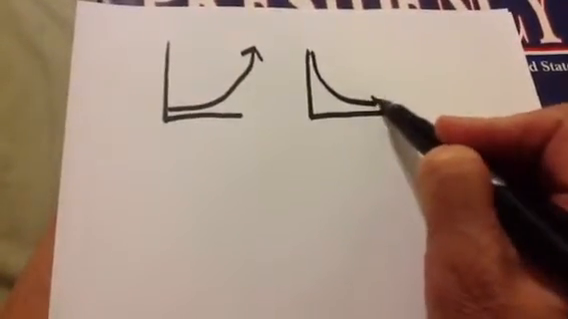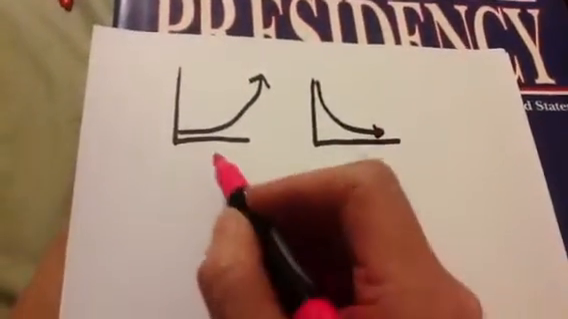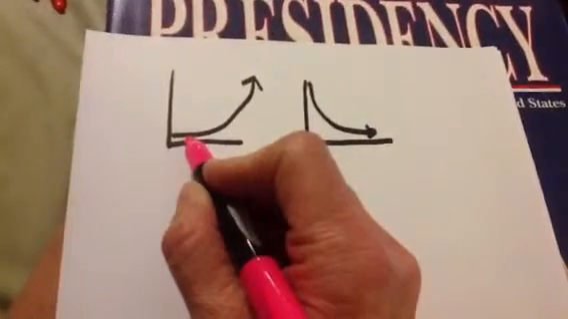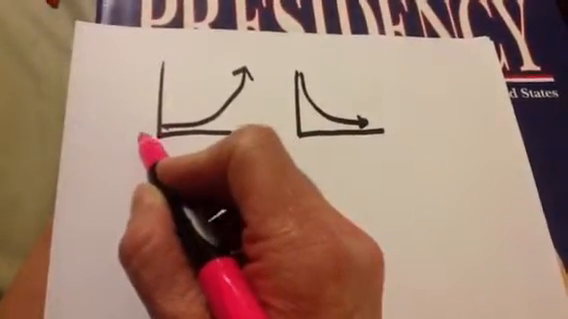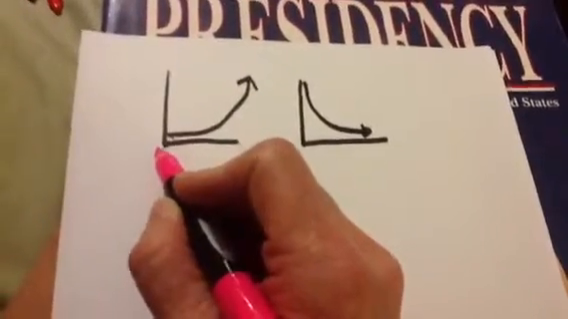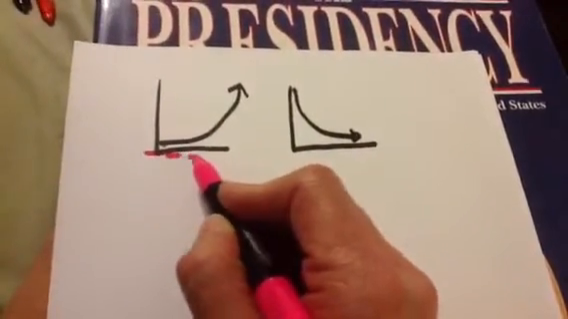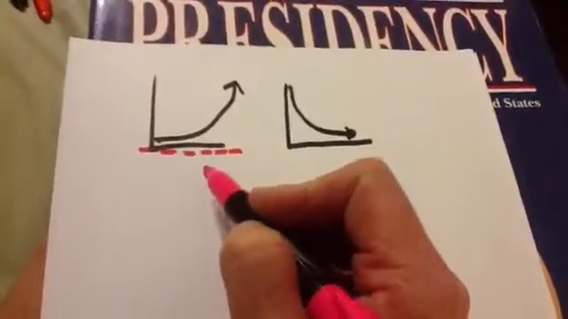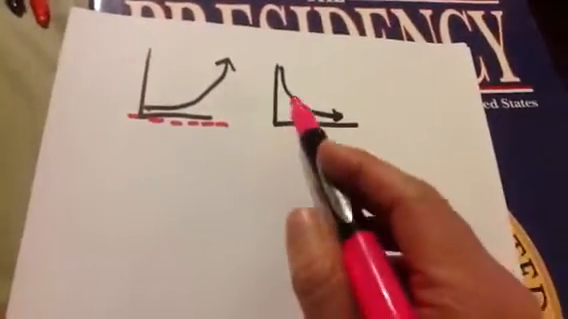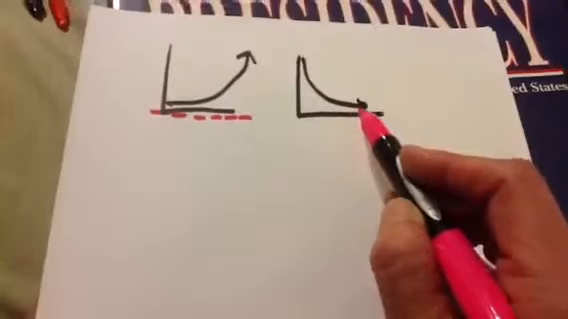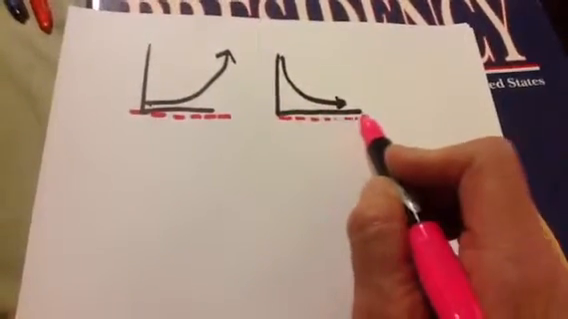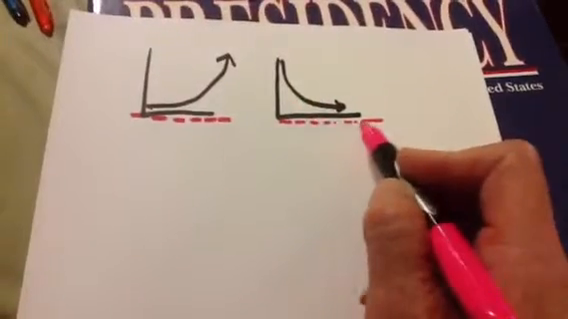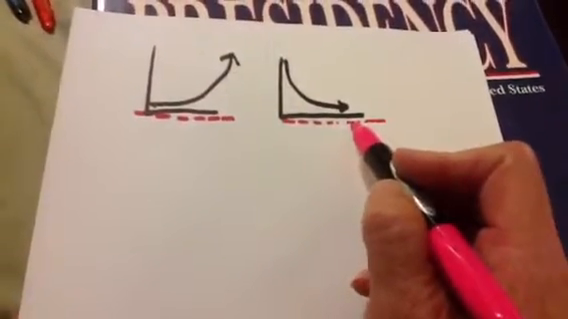Now, what I want you to make sure you understand is that this exponential growth curve, as it goes backwards, is getting closer and closer to the x-axis, to the negative x, but it never reaches it. We call that an asymptote, okay? And in this case, this decay curve is getting closer and closer to the x-axis, but still never reaches it. It's still an asymptote. The x-axis would be the asymptote in this case.